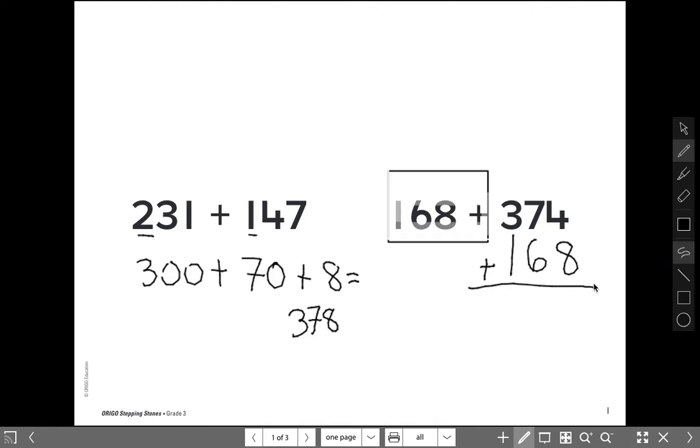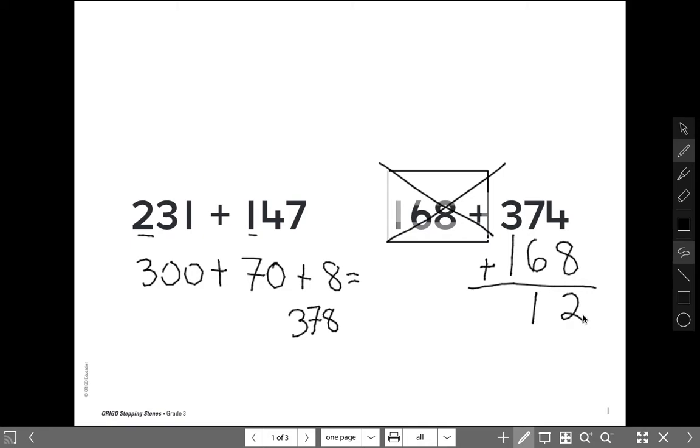We're going to do it now the stacked way, okay? So pretend like this is gone. It's not doing what it's supposed to do. I moved my 168 down here. What is 8 plus 4? 12. 8 plus 4 is 12. What's the real name of 12? Everybody. 12. So how many tens do I have? 1. How many ones do I have? 2.